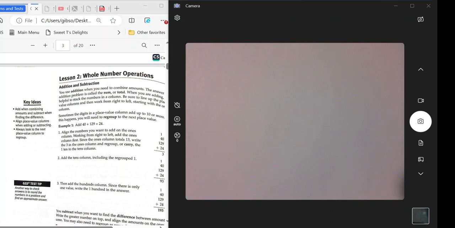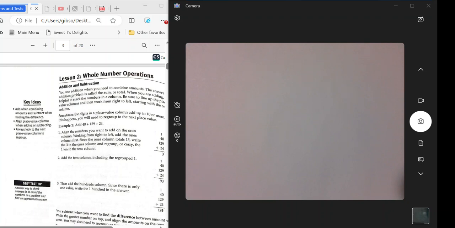Lesson 2 says whole number operations. Now we have addition and subtraction. What we're going to do as the main theme for this lesson is go over how to properly add and subtract, basically using the place value that we learned in the first lesson. So we need to line the numbers up according to their place value, and then we will add or subtract.